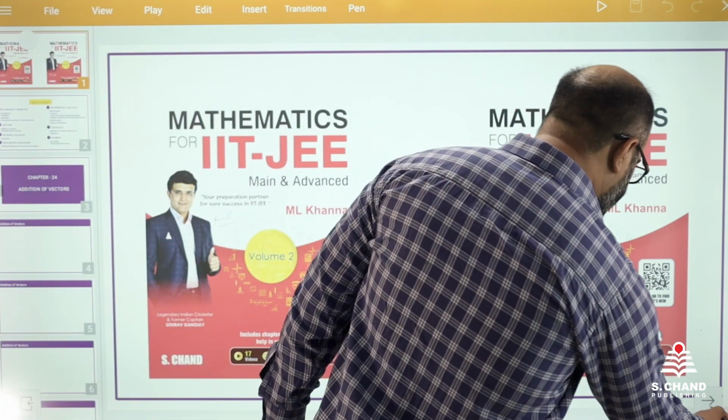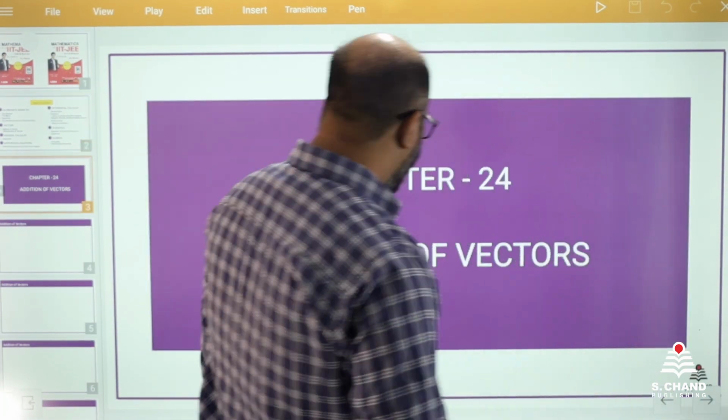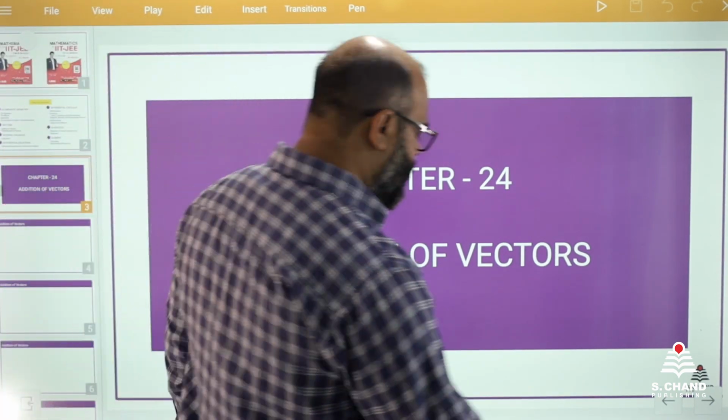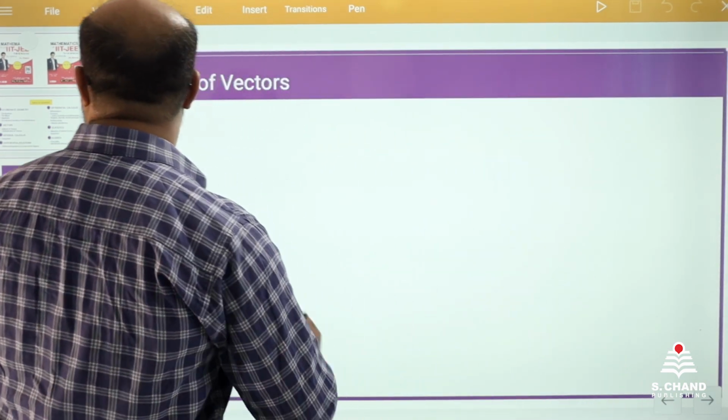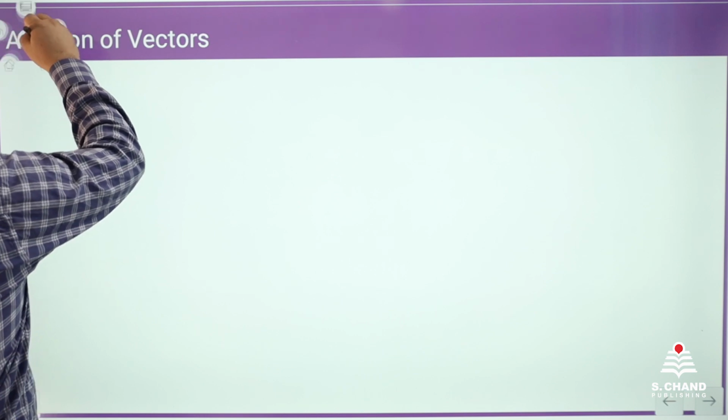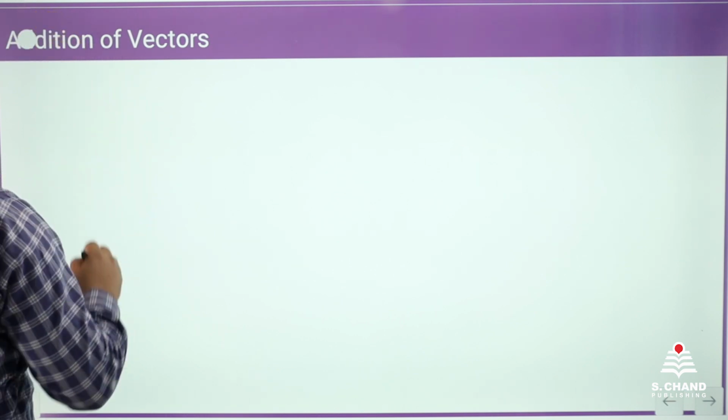So the chapter which we are discussing here is chapter number 24, which is of volume 2 of the book. It is addition of vectors. Now if we talk about here some of the important theories, so what are those important theories here?